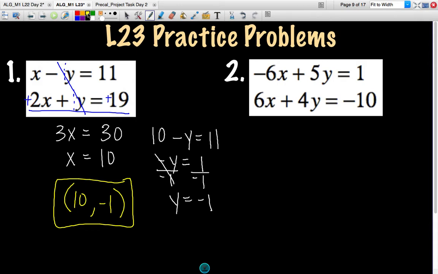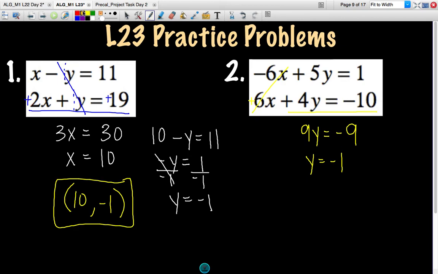Now let's look at number 2. Is there anything that is set up already for us to eliminate? Let's look at our x's. So this would be negative 6x plus 6x. Do those eliminate? Yes, they do, because negative 6 plus 6 is 0. So now I can look at what's left. 5y plus 4y is 9y, and 1 minus 10 is negative 9. Divide by 9 on both sides, y equals negative 1.